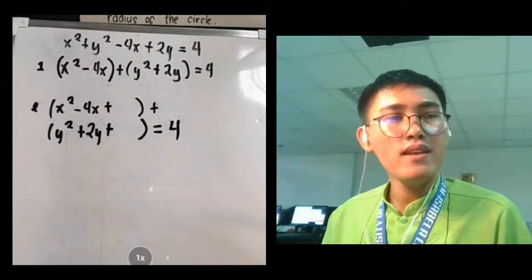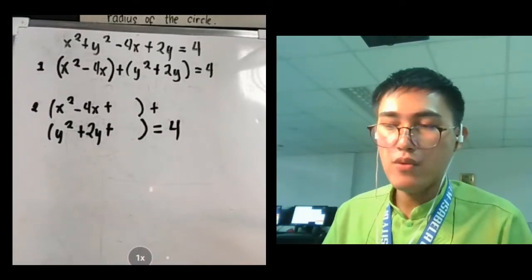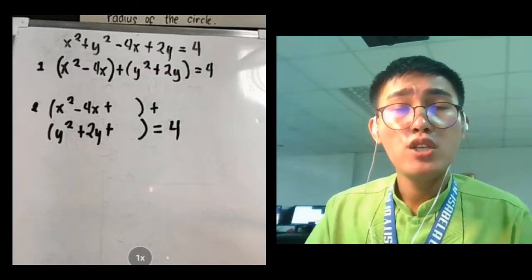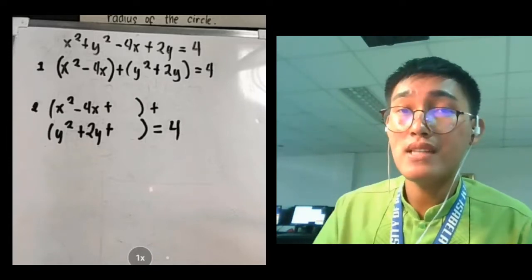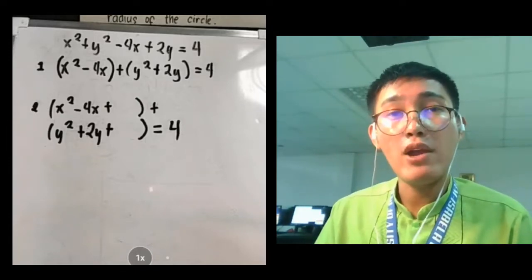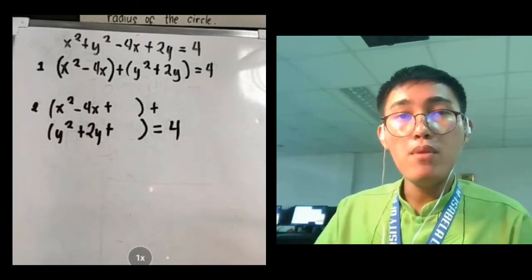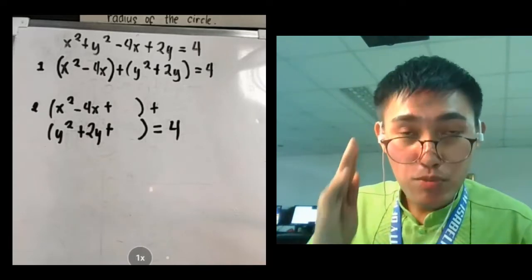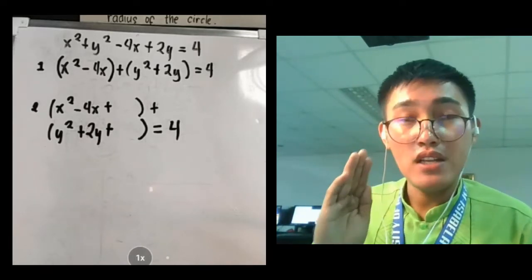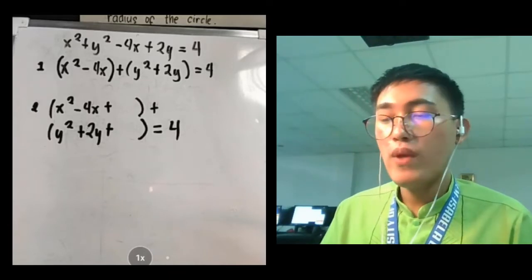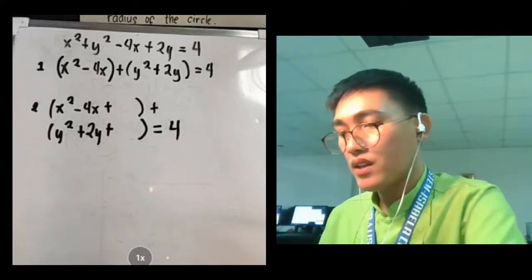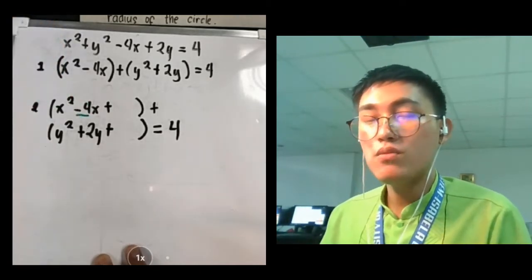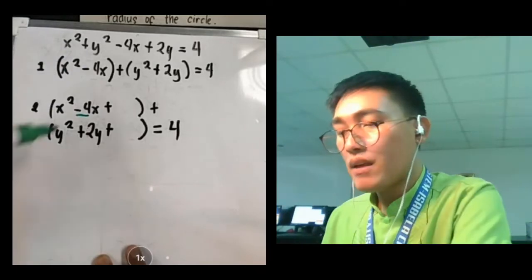In applying completing the square, it is just a reminder for everyone that we have here two terms, the quadratic term and the linear term. What you have to do is get the base number of the linear term. I repeat, you just get the base number of the linear term, which is the same as the numerical coefficient of the linear term. For x, the linear term is negative 4x and the base number is negative 4. For y squared plus 2y, the linear term is 2y and the base number is 2.